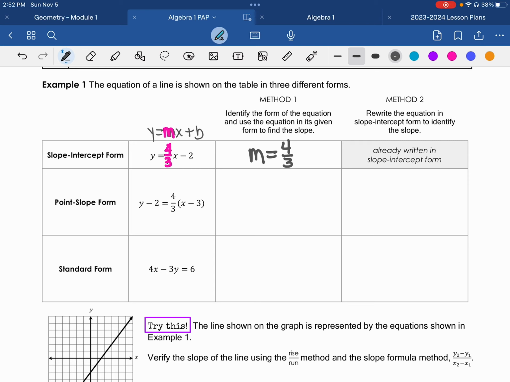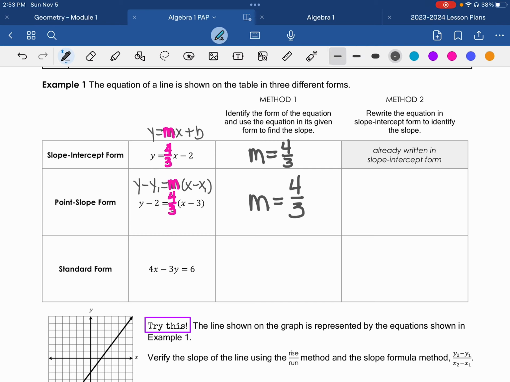Moving on, let's take a look at our next one. Now this one is in point-slope form. I could always write the point-slope form above it, which helps me to identify the slope. Remember, once again, in this form my slope is m, so it looks like my slope is 4/3. Once again. Now, in the second column, we didn't have to do this. That was method 1. We used the formula.